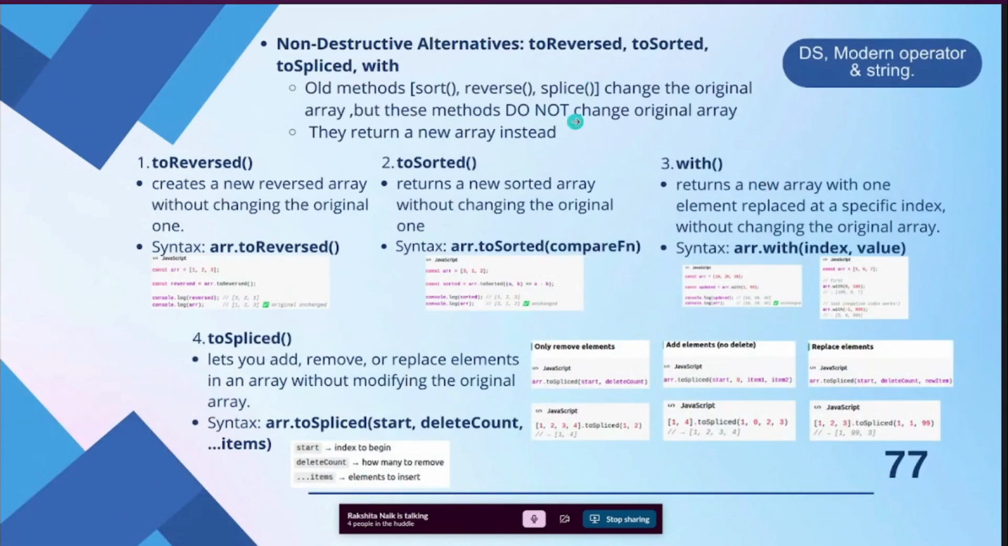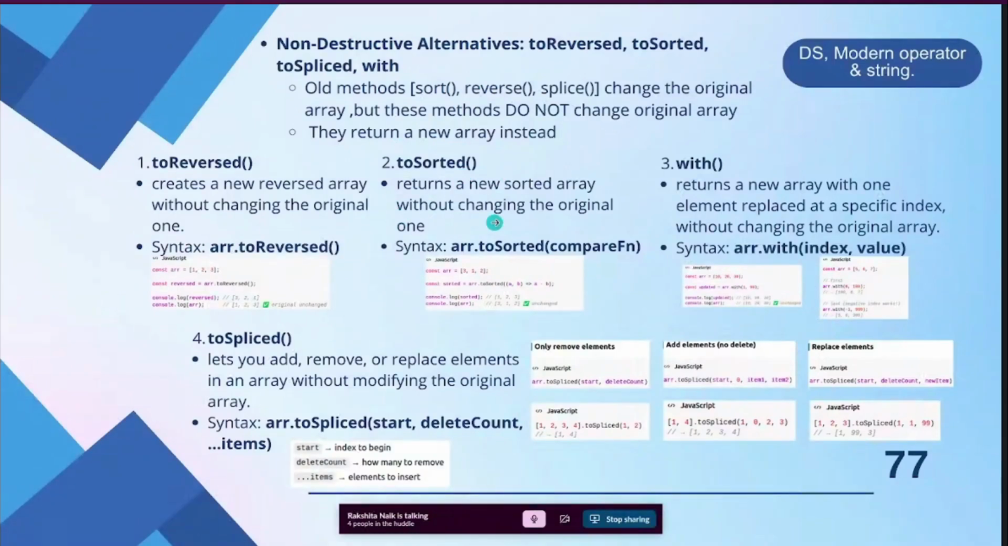But these methods do not change the original array. These toReversed, toSorted, toSpliced and with return a new array instead. So what will toReversed do? It will create a new reversed array without changing the original one. But reverse will also change the original one. So here we have the syntax array dot toReversed. Here you can see it will be reversed, and the original will be the same.